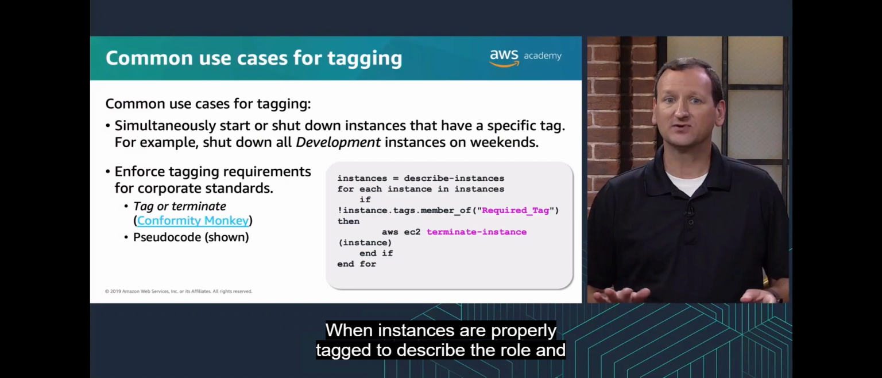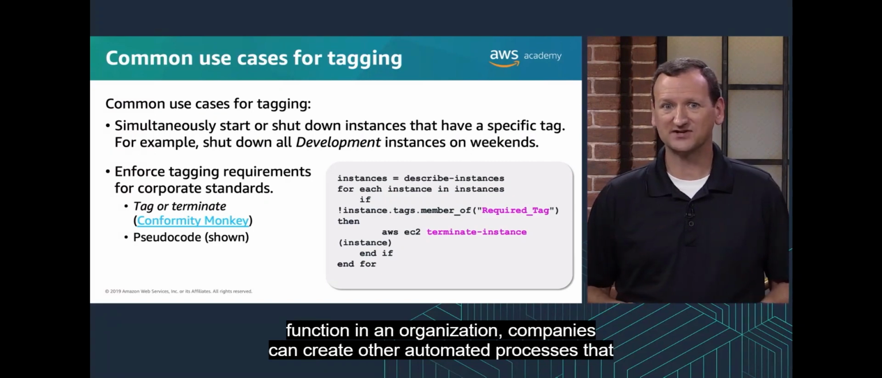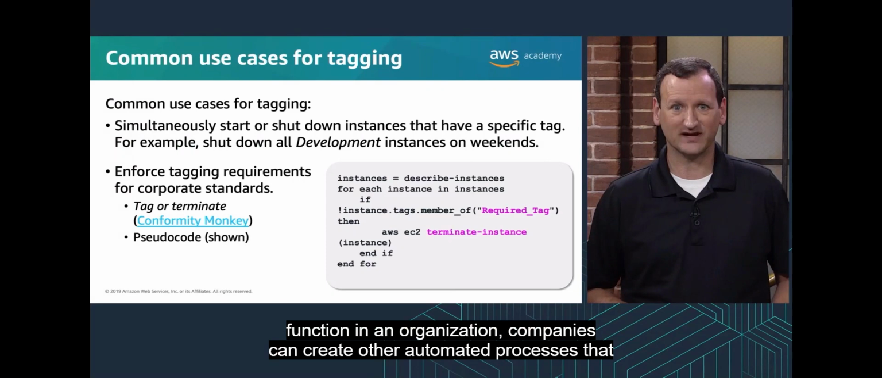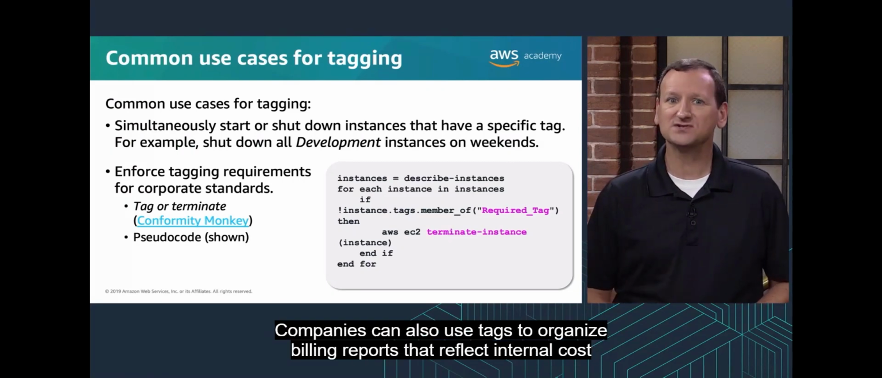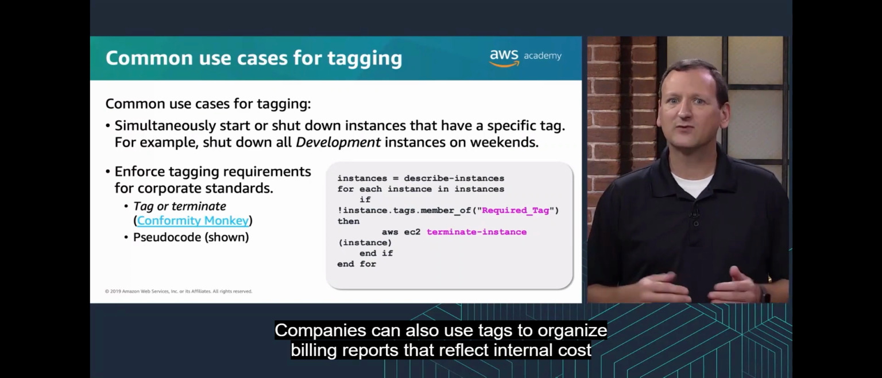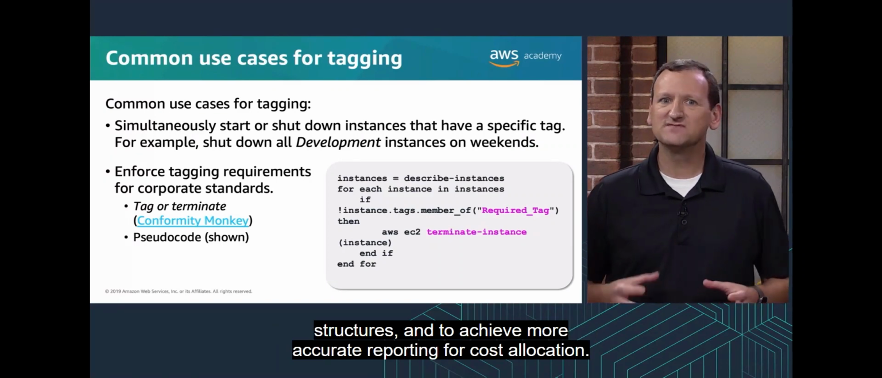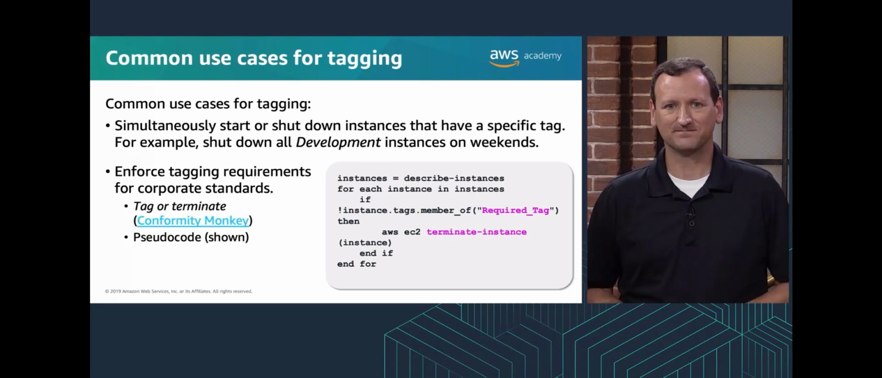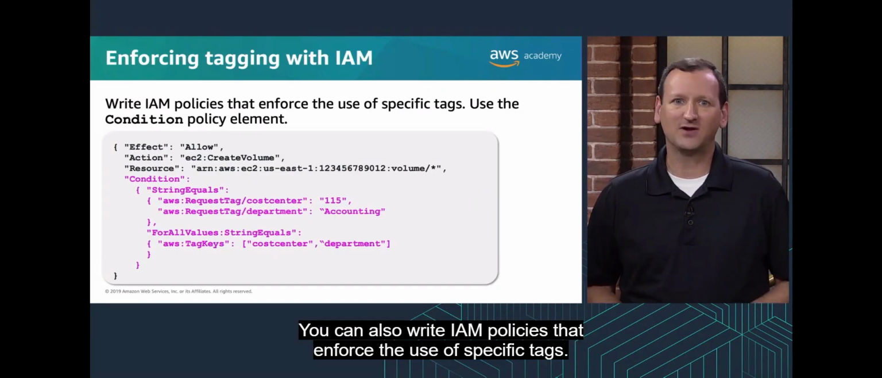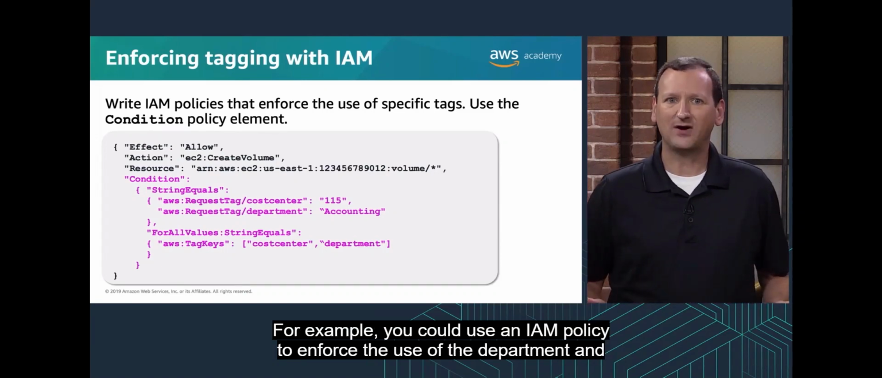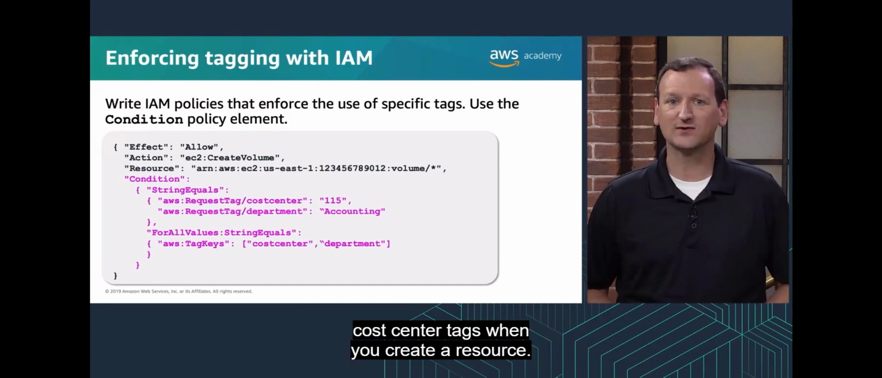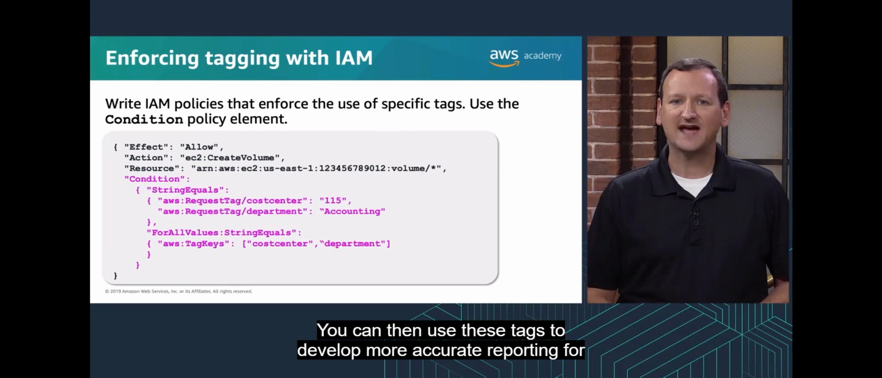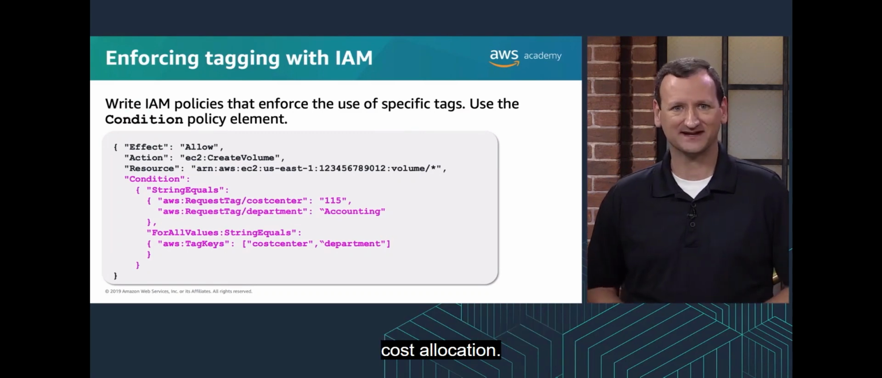When instances are properly tagged to describe the role and function in an organization, companies can create other automated processes that implement company-wide cost-saving strategies. Companies can also use tags to organize billing reports that reflect internal cost structures and to achieve more accurate reporting for cost allocation. You can also write IAM policies that enforce the use of specific tags. For example, you could use an IAM policy to enforce the use of the department and cost center tags when you create a resource. You could then use these tags to develop more accurate reporting for cost allocation.